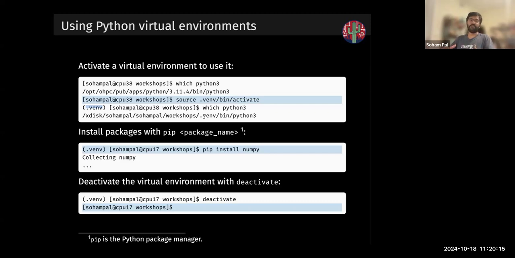And after you activate that, you can install your packages. So you can do pip install numpy, and you will see that it will install the numpy in that. And after you are done with your code, you can simply deactivate that with this command called deactivate. And once you do that, you can see that the virtual environment is not active because it's not there in front of my name. So that's extremely simple.